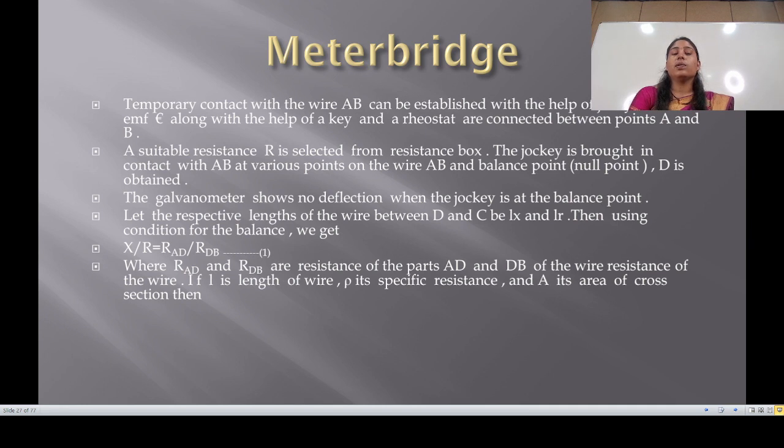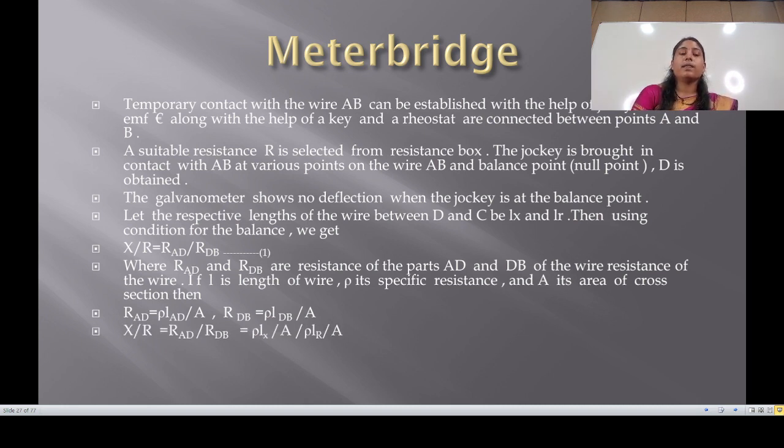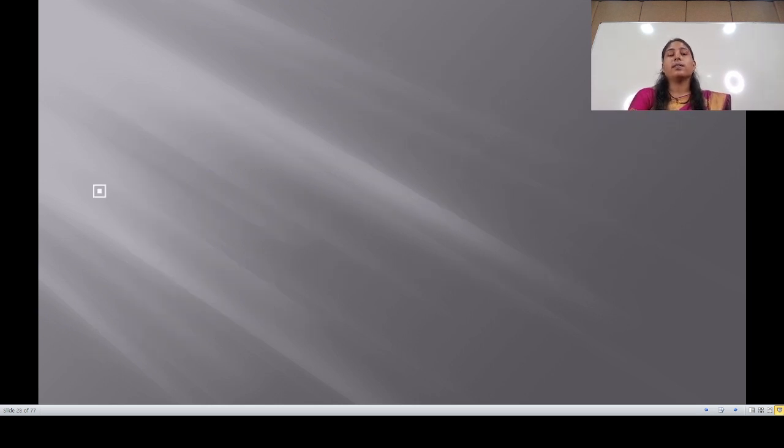If L is the length of the wire, rho is its specific resistance, and A is its area of cross section, then RAD is equal to rho into LAD divided by A, and RDB is equal to rho into LDB divided by A. X divided by R is equal to RAD divided by RDB, which is rho Lx divided by A divided by rho Lr divided by A. So X divided by R is equal to Lx divided by Lr.